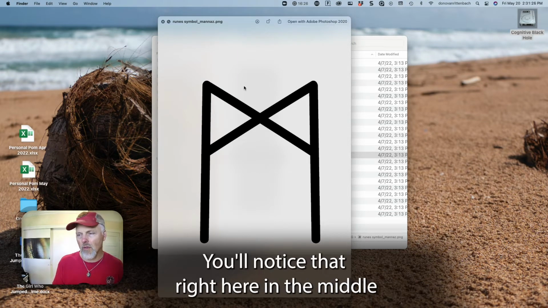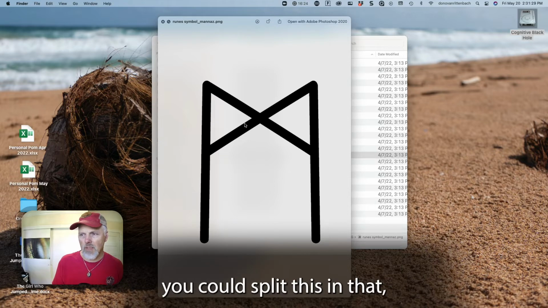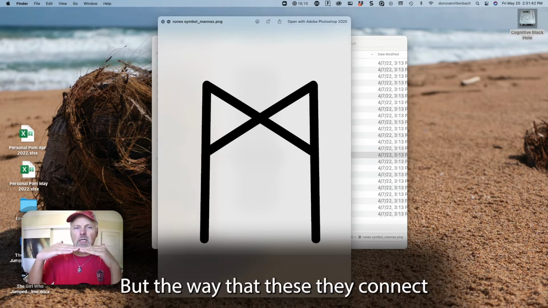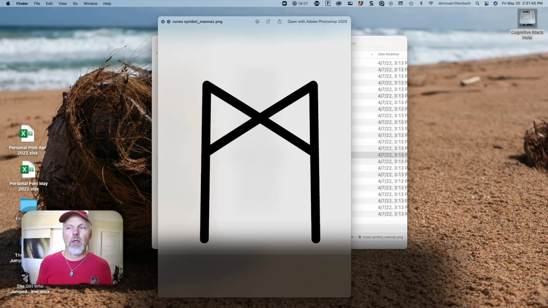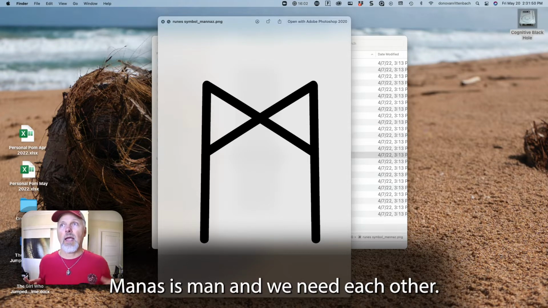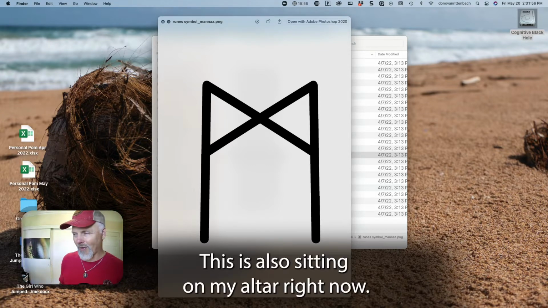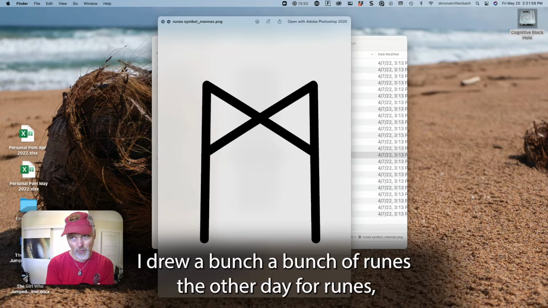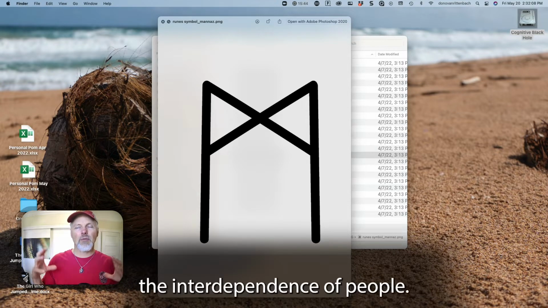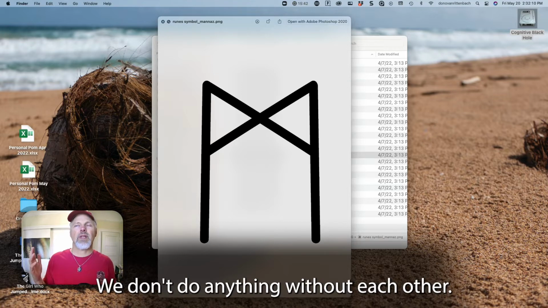You'll notice that right here in the middle, you could split this and they would basically topple over on each other. They support each other by the way that they connect. And the reason why that's important is Mannaz is man, and we need each other. This is also sitting on my altar right now. I drew a bunch of runes the other day, four runes, and they're kind of top of my mind because this is the interdependence of people. We don't do anything without each other.